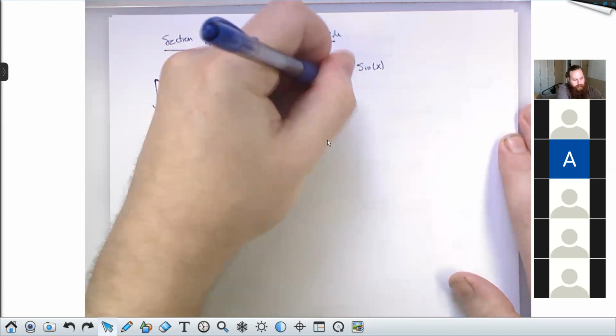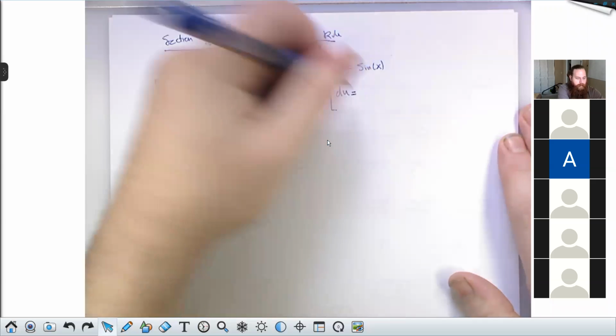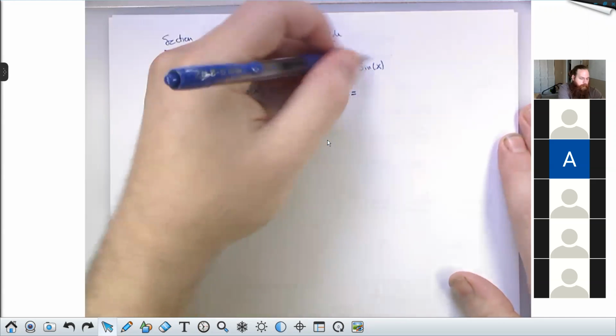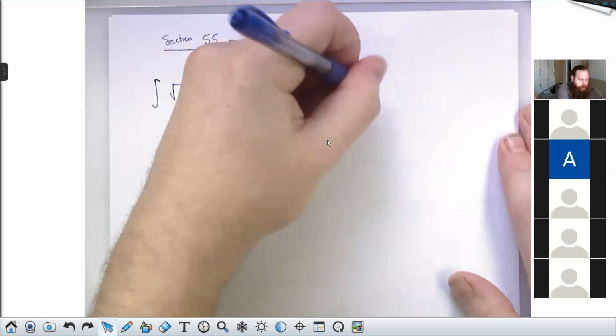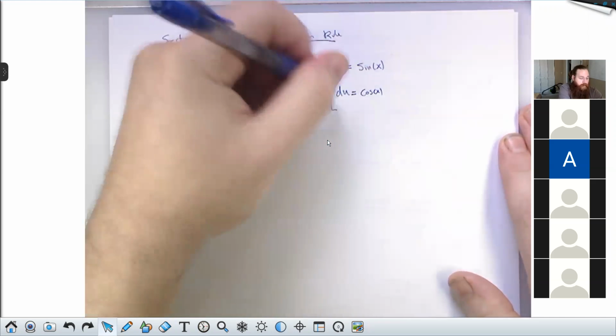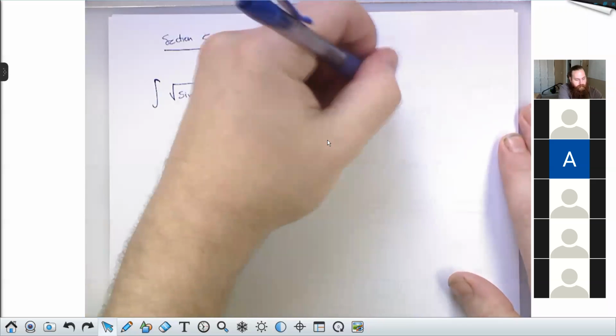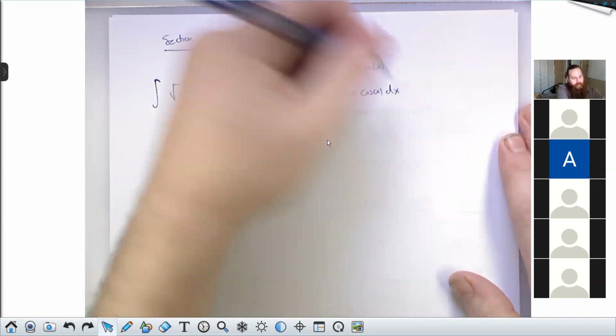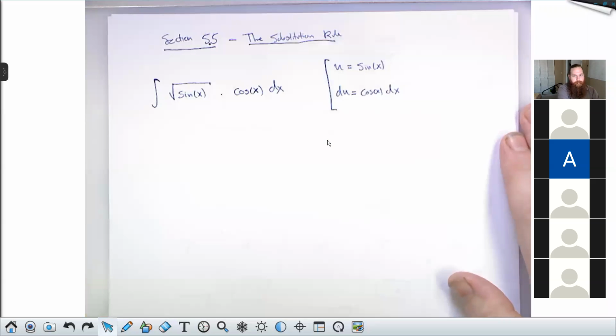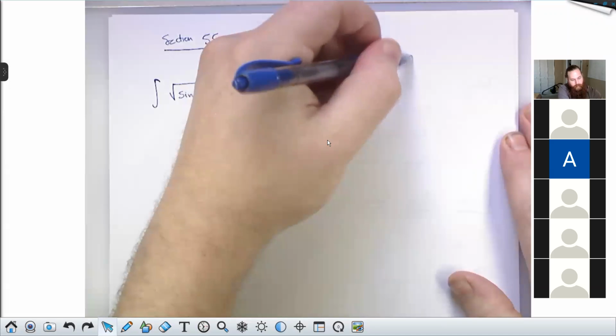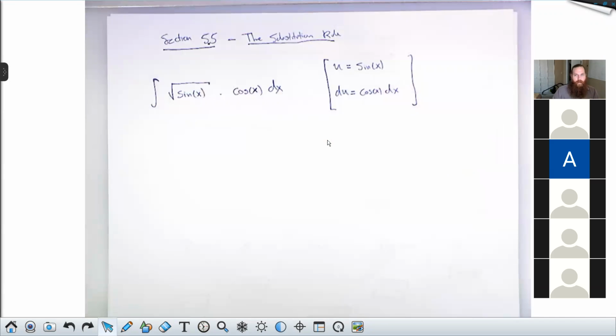And then I calculate the differential du by taking derivatives. The derivative of sine x is cos x. So du dx would be cos x, which means du is cos x dx. I put all this good stuff I need for my substitution in the box, and then I try to figure out how to plug it in over here.